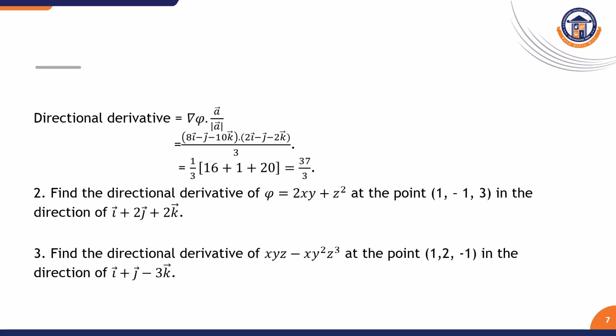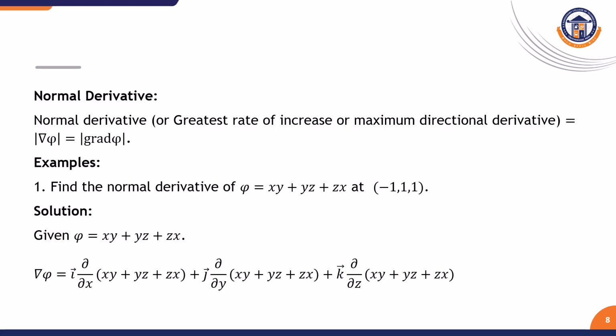So these are the practice problems. Next we move to normal derivative. Another name for this is the greatest rate of increase, or maximum directional derivative. Its notation is modulus del phi. That means first we find grad phi, and after that we take the modulus. So it is called the normal derivative.